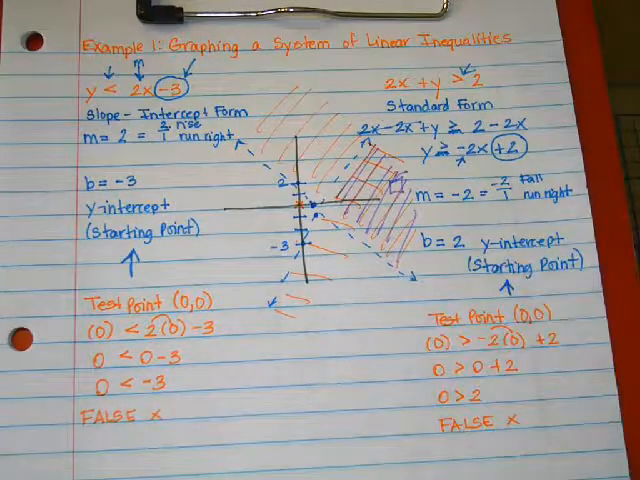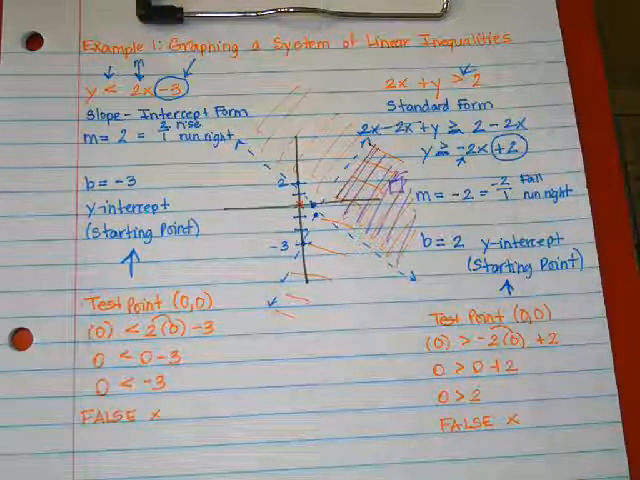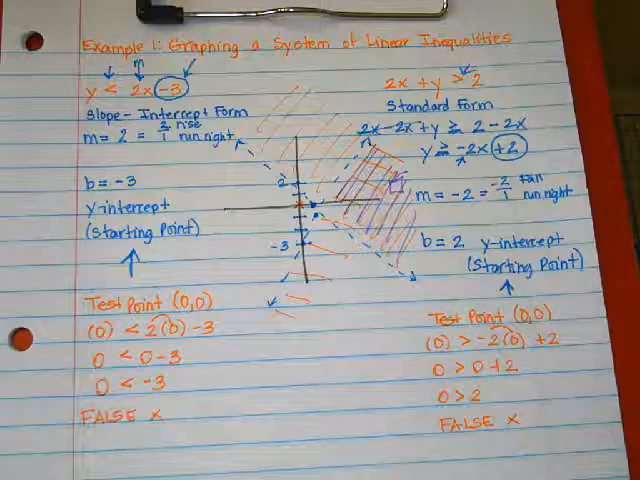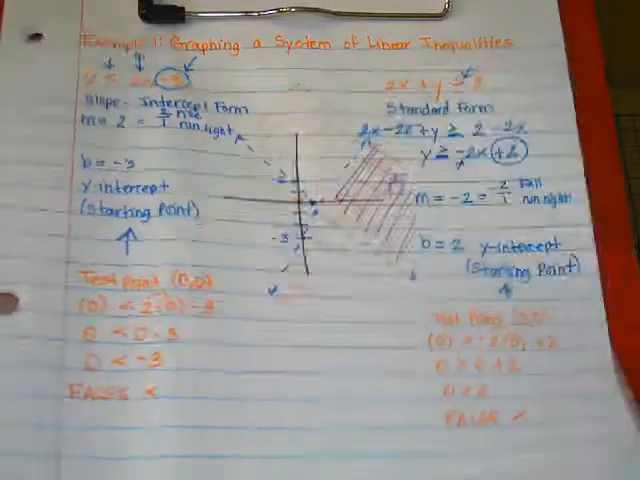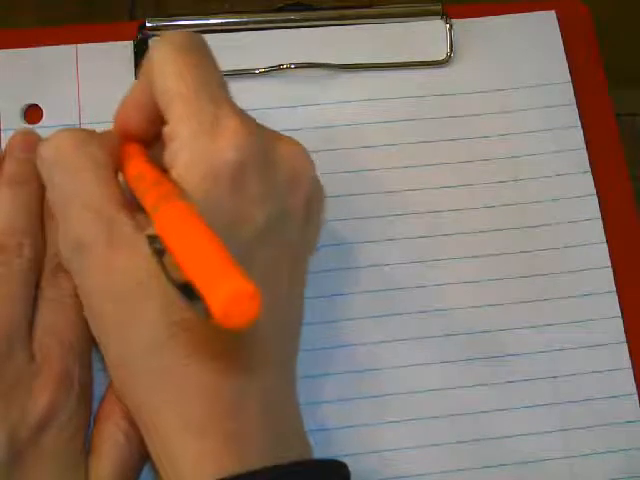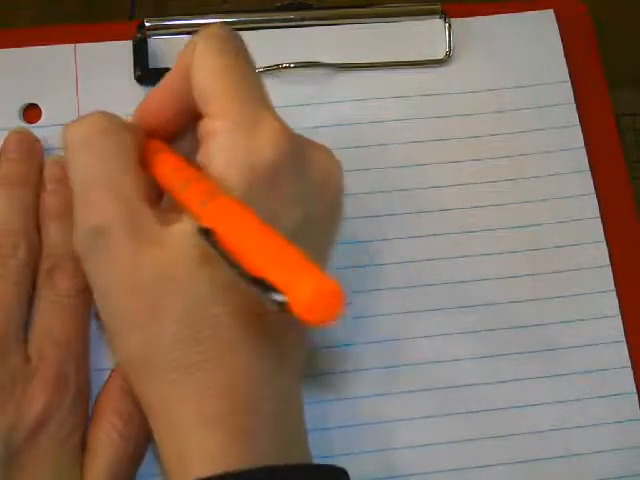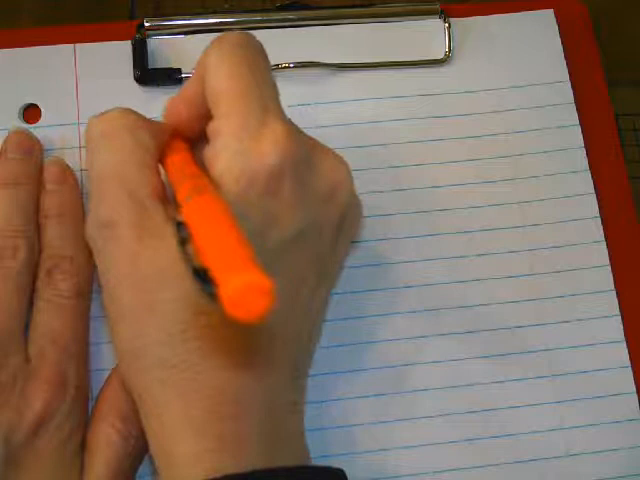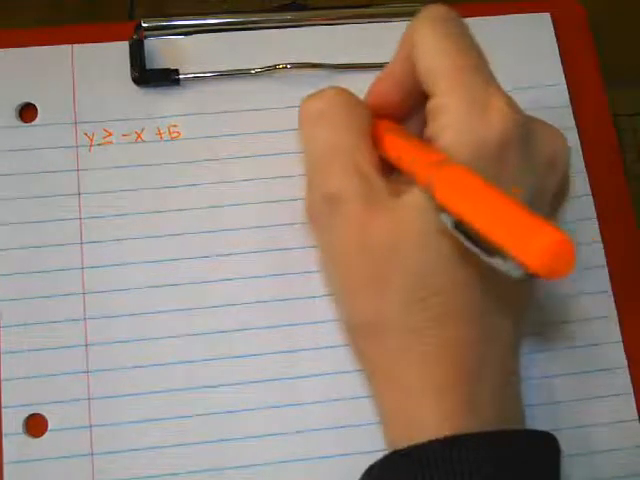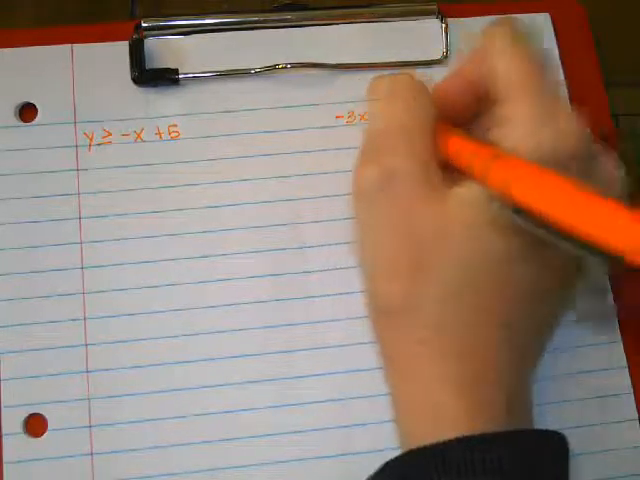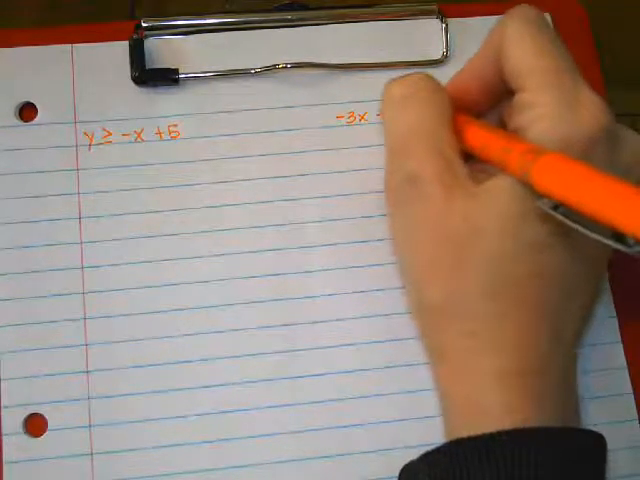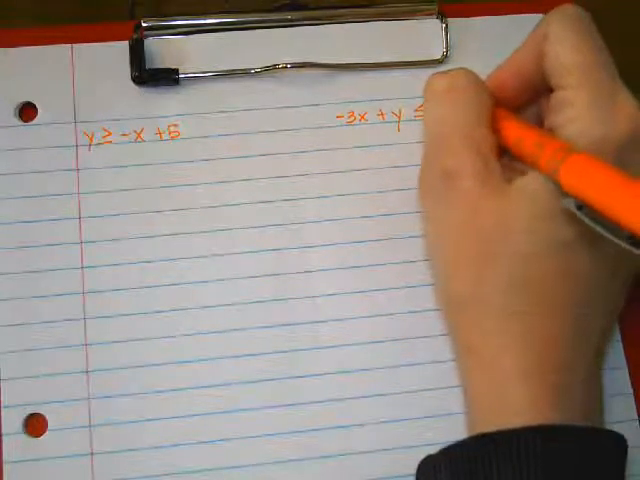All right, so we're going to try the one on page 401 at the top of your page where it says got it 1. So I'm going to go ahead and switch out this paper real fast. And we're going to move to the got it 1 on page 401 at the top. It says y is greater than or equal to negative x plus 5. And then it has negative 3x plus y is less than or equal to negative 4.